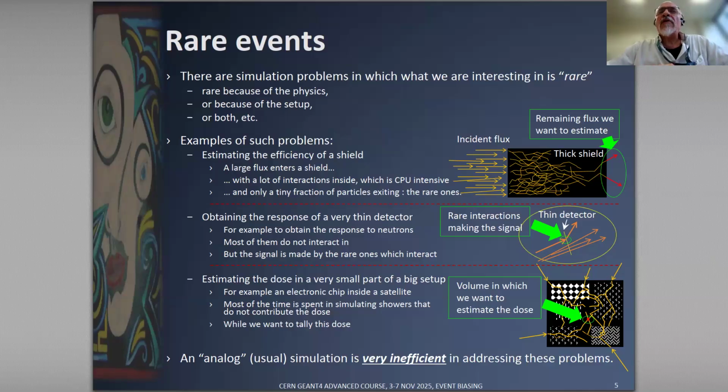At the opposite, you have the case of the very thin detector that Alberto already mentioned. Assume you have a very thin silicon layer, which is meant to detect neutrons in a flux of neutrons. Because of its thinness, you will have only very few cases in which a neutron interacts inside this small volume. So you will shoot plenty of neutrons in your simulation to have only a few interacting inside this thin layer.